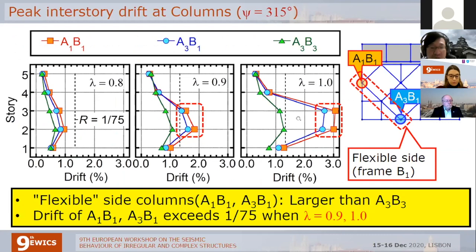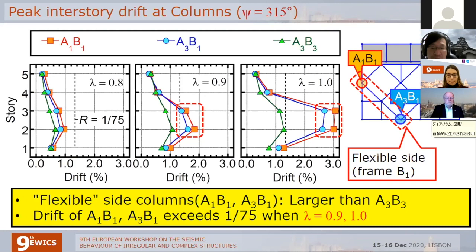So let me move to the analysis results. What I'm showing you is the peak interstory drift at columns in the case of psi equals 315 degrees. In this study, this case is considered as the actual case. Here are column A1B1, column A3B1, and column A3B3. As shown here, the peak response of the flexible side columns is larger than that of column A3B3. Besides, the drift of these columns exceeds 1/75 when lambda equals 0.9 and 1.0.